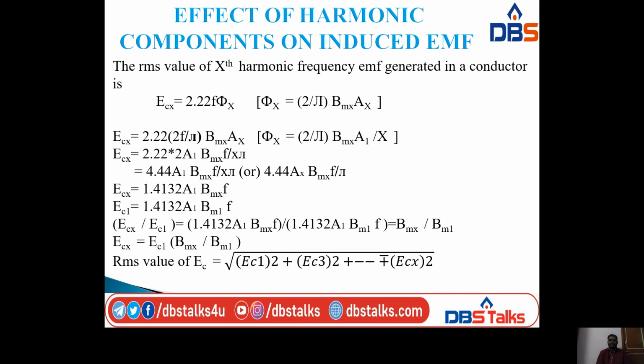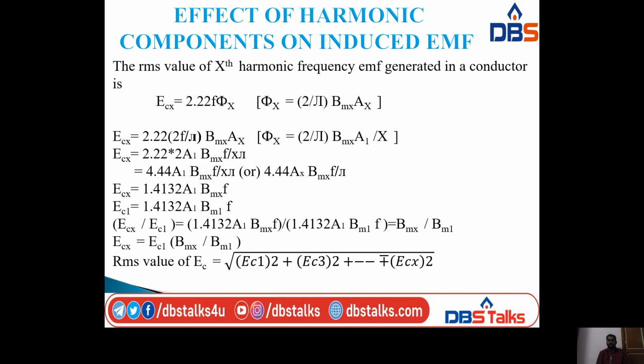And from this one I am writing ECX is equal to 1.4132 into A1 into BMX into F. From this one I am writing 1.4132 into A1 into BM1 into F. That is the RMS value of fundamental frequency EMF generated in a conductor, that is EC1, and RMS value of x the harmonic frequency EMF generated in a conductor is ECX. So from these two I am writing ECX by EC1, that is equal to 1.4132 A1 into BMX F by 1.4132 A1 into BM1 F, that is equal to BMX by BM1. So ECX by EC1 is equal to BMX by BM1, so ECX is equal to EC1 into BMX by BM1.